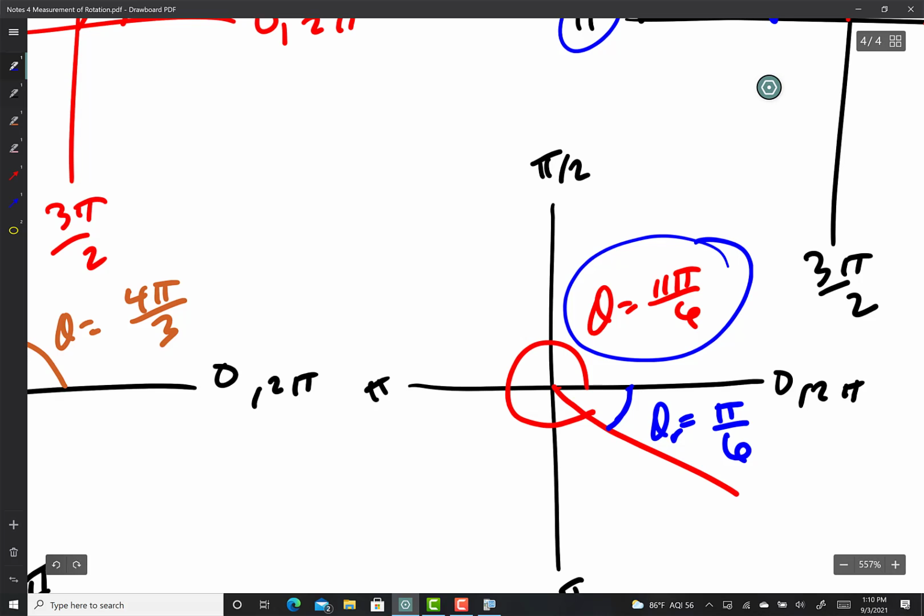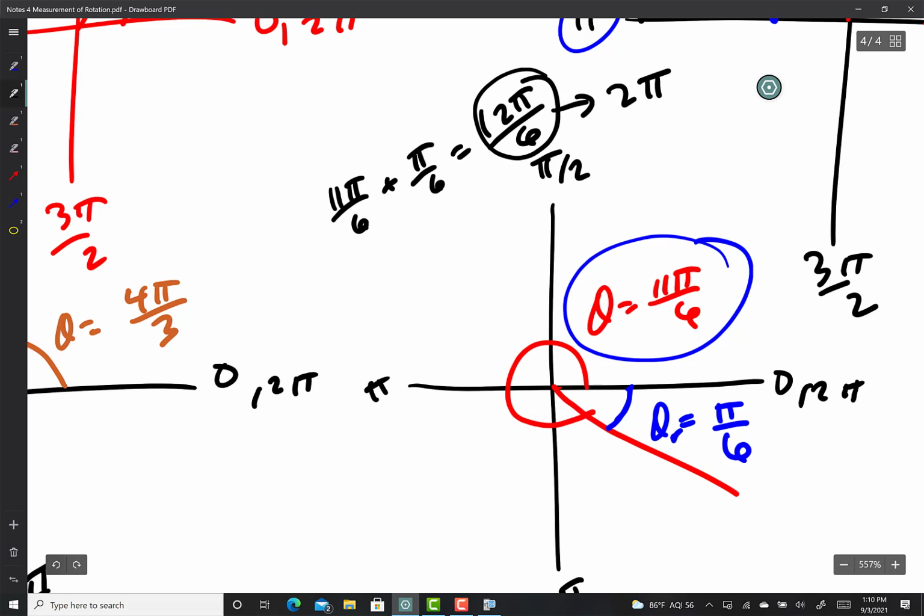I'll write it out. 11 pi over 6 plus pi over 6 would give me 12 pi over 6. And 12 pi over 6 is 2 pi. See that?